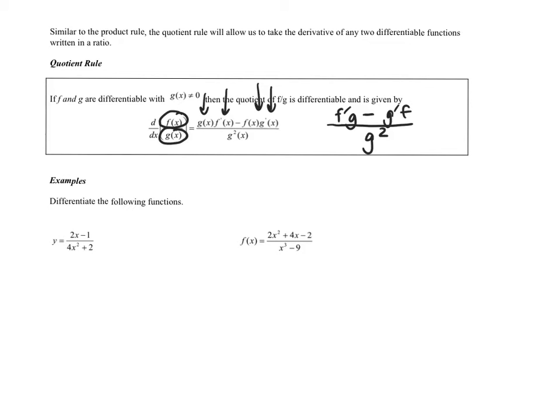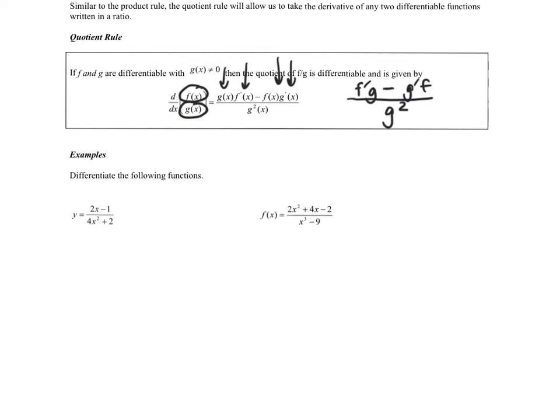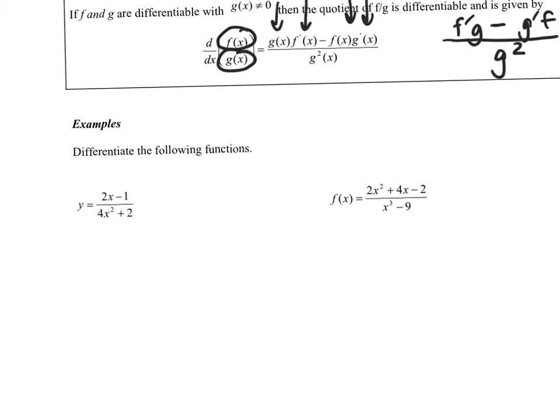So far we have two really, really important rules. One for products, one for quotients. So let's try to use this rule. We'll start with an easier one, if there is such a thing. The algebra in these, I will not lie to you, gets really, really gross.